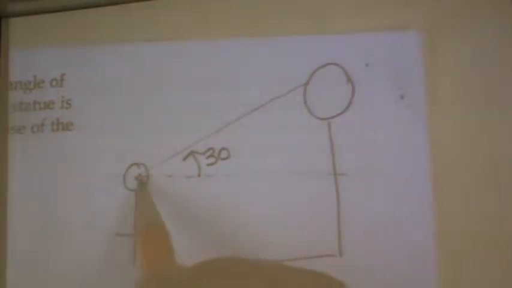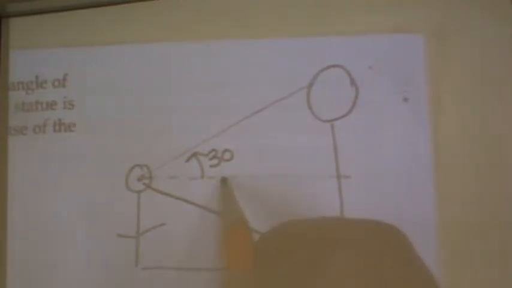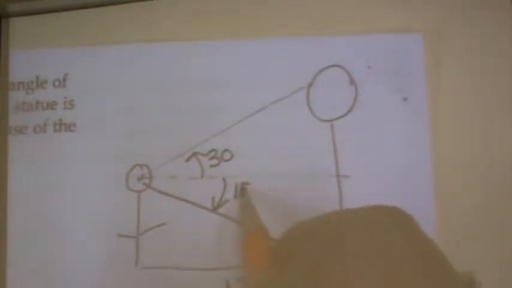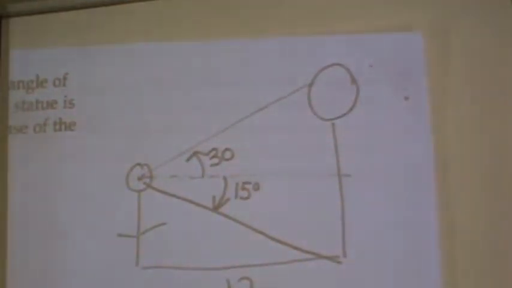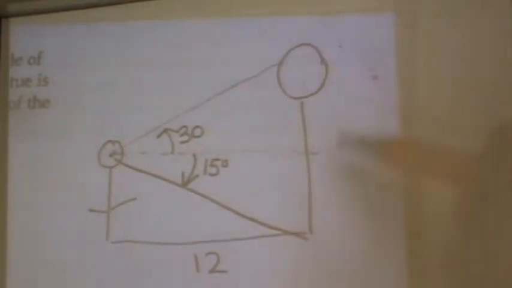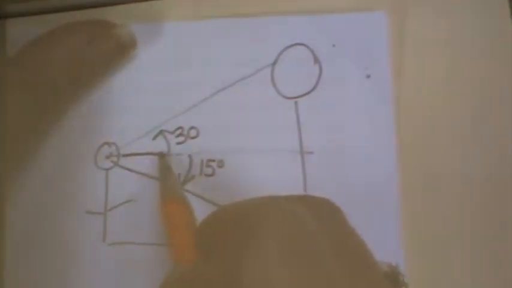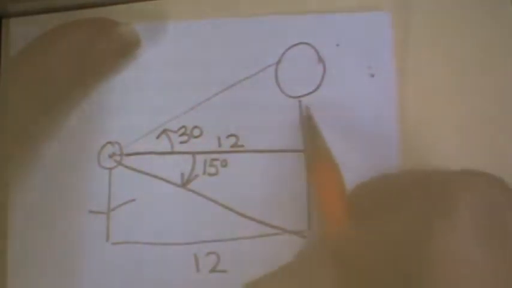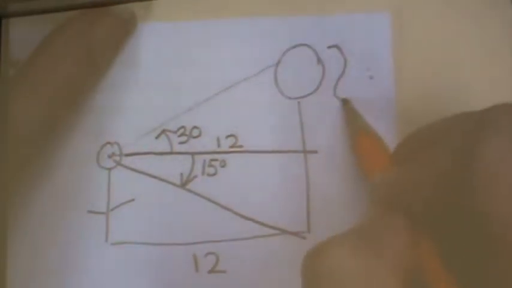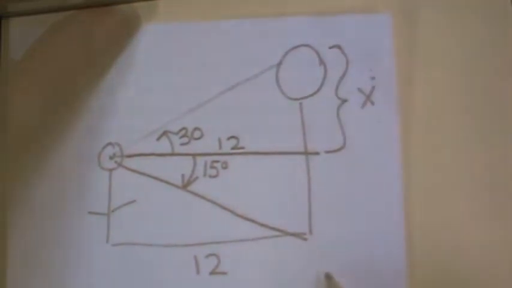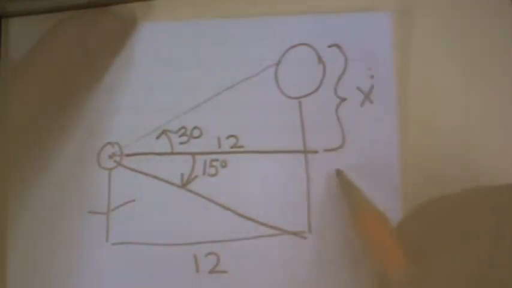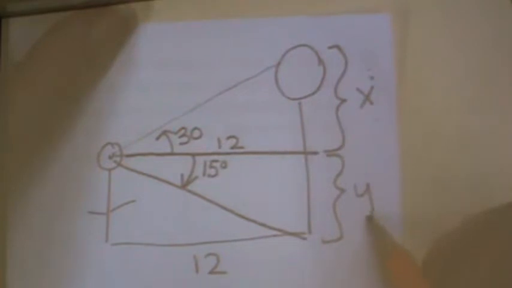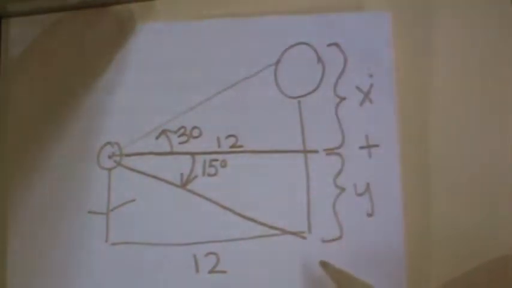And then it says the angle of depression to the bottom of the statue is 15 degrees. We want to know, how tall is this statue? So we know that this is 12 right here. You've got 2 little triangles right here. So what you're going to do is figure out how big that is, how big this is, and then add these up to figure out how tall the statue is. Does that make sense?